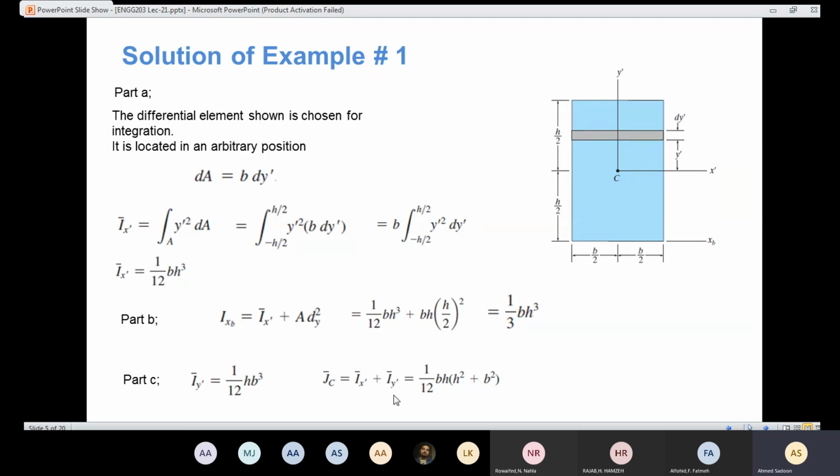The polar moment of inertia is very important when we are going to deal with the torsional moment. Later on, we are going to deal with something called torsional moment. And in order to know the capacity of the torsional moment, it's very important to evaluate the value of the polar moment of inertia. So do you have any question up to this point here?